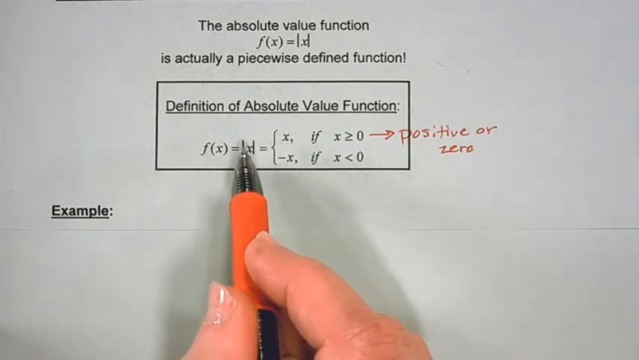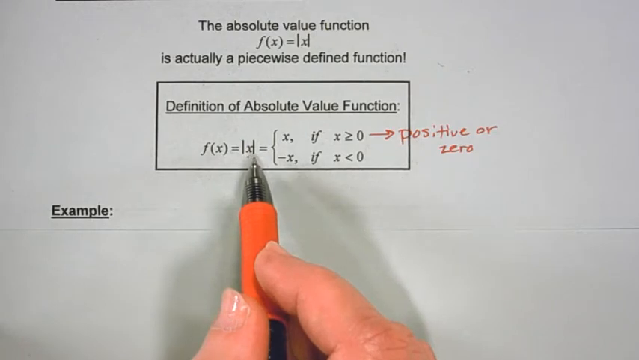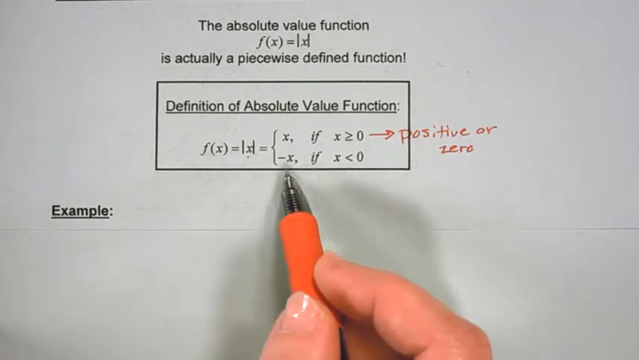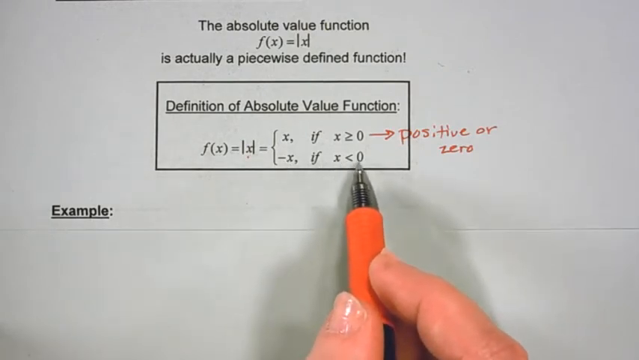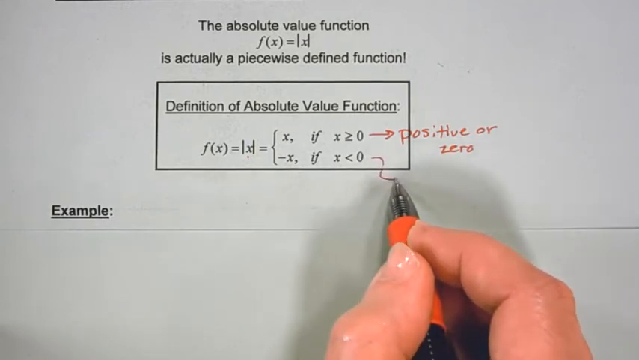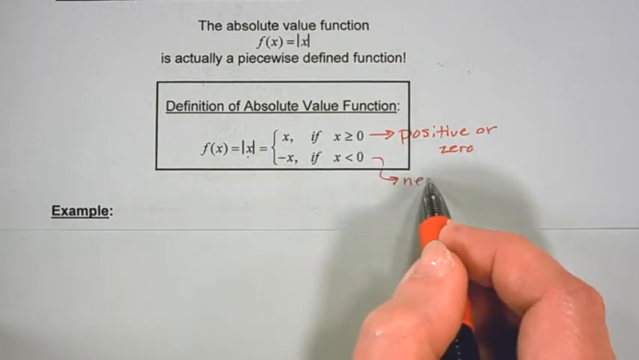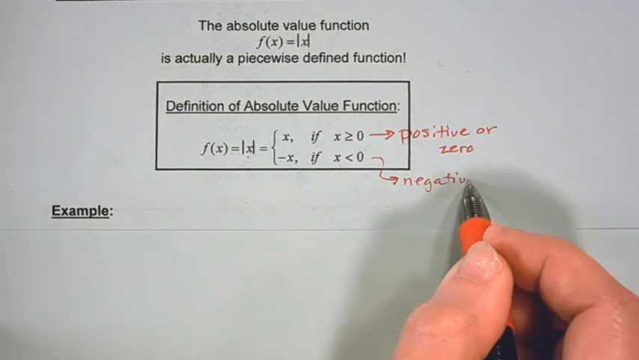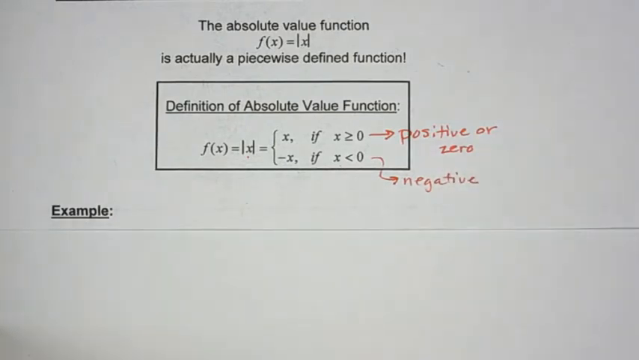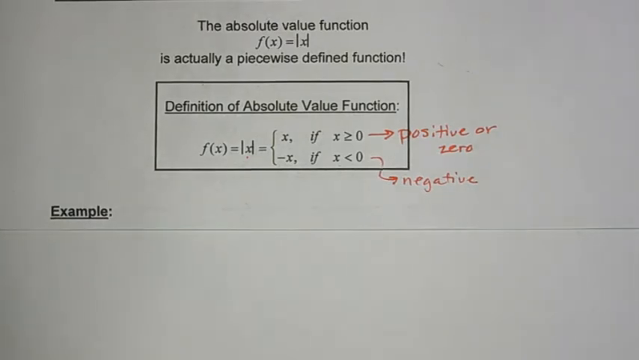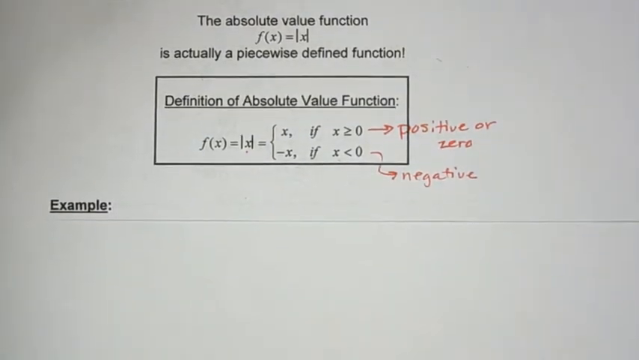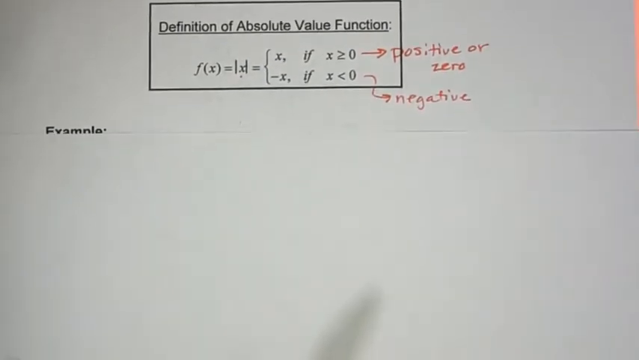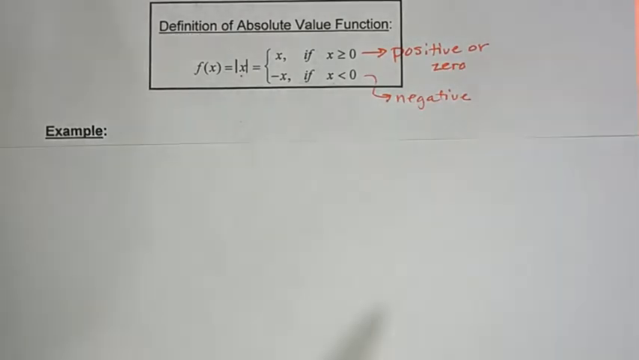But the absolute value of x is going to be negative x if the value of x was less than 0. That means if the value of x was negative. So let's see how that works to give you the same answer you've always been getting when you did this before. This is algebraically how we find the absolute value of a number.